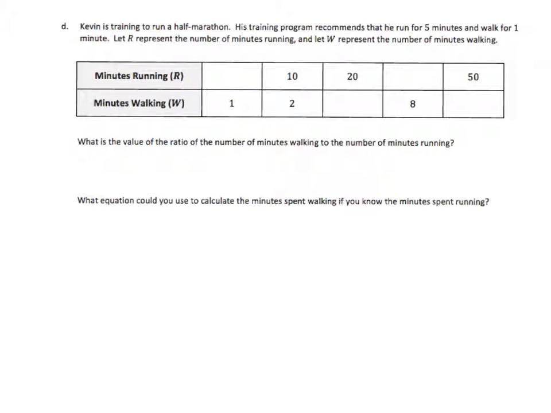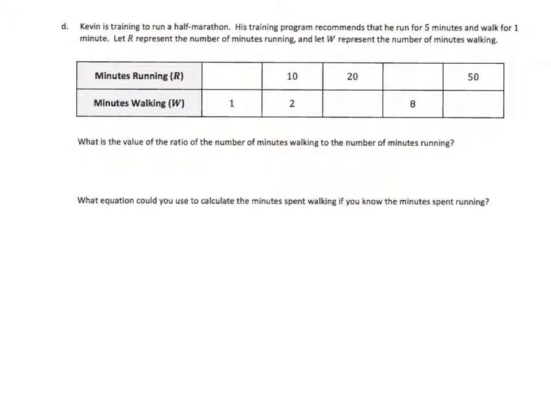Okay, let's look at one last example together. This time we're looking at running and walking. Kevin is training to run a half marathon. His training program recommends he runs 5 minutes and walk for 1 minute. Let R represent the number of minutes running and W represent the number of minutes walking. So let's start by filling out the table.